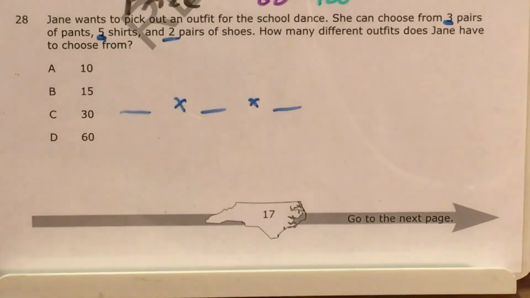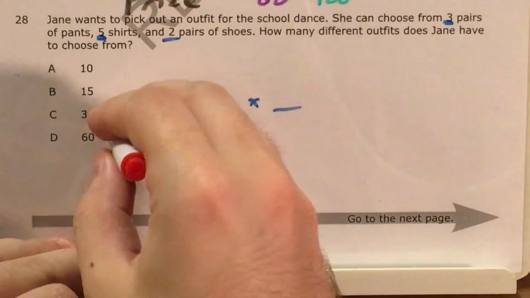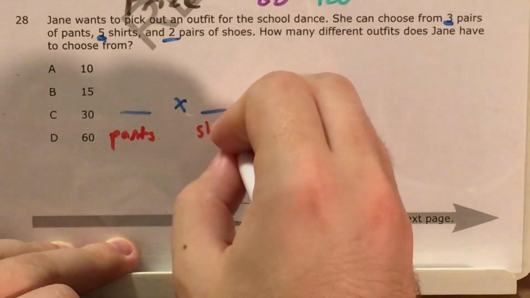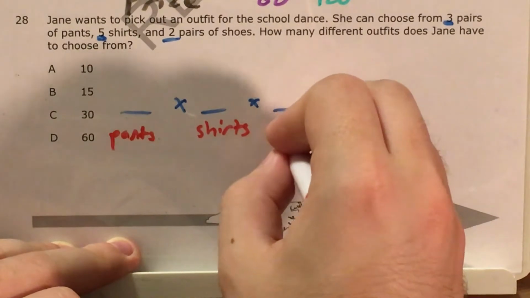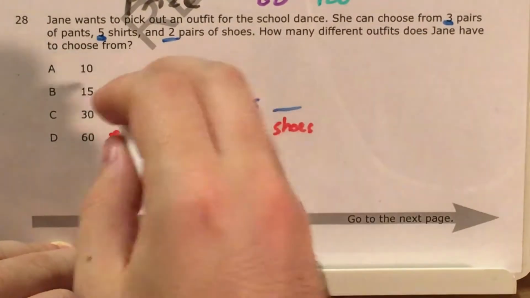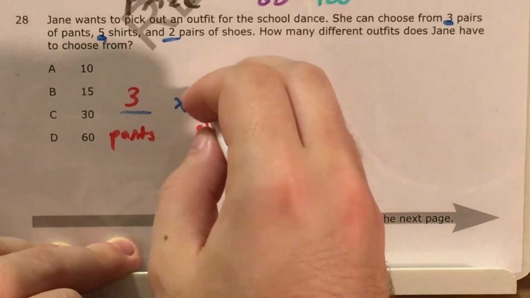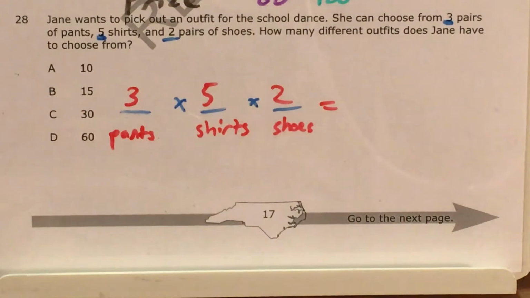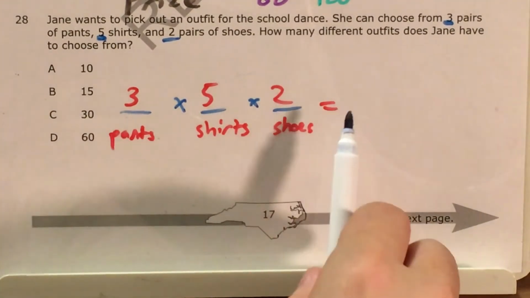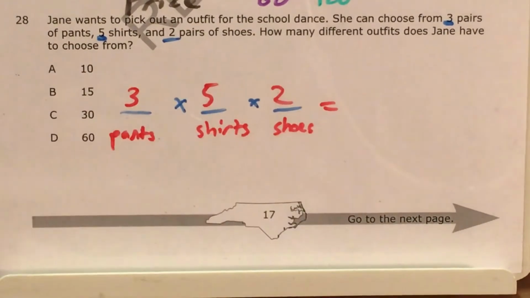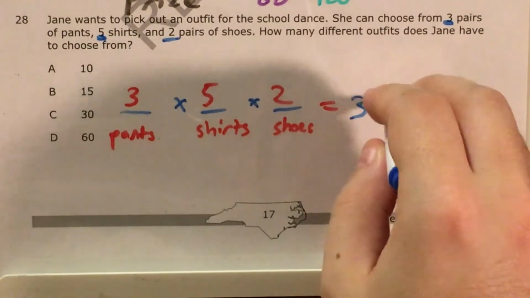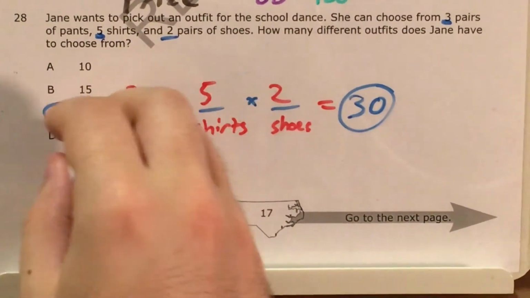So in the case of this problem, if I take my pants, multiply it by my shirts, and multiply it by my shoes, so that's 3 pairs of pants, 5 shirts, and 2 pairs of shoes, that's going to give me the total outfits that Jane can pick out. So 3 times 5 times 2, whether you do that in your calculator or in your head, you should get an answer of 30. There are 30 different outfits to choose from.